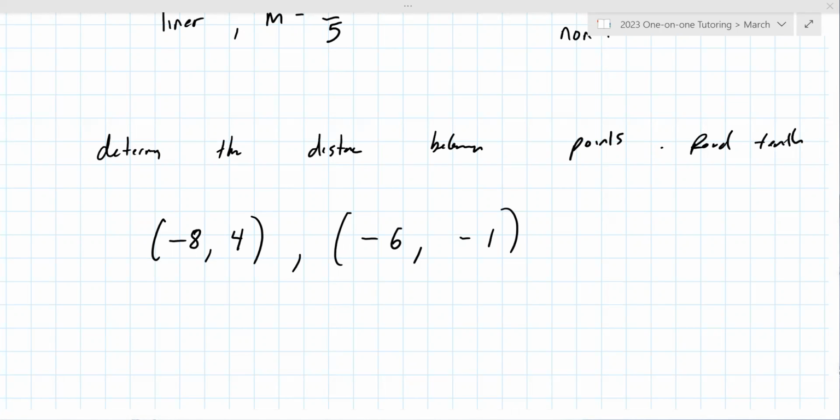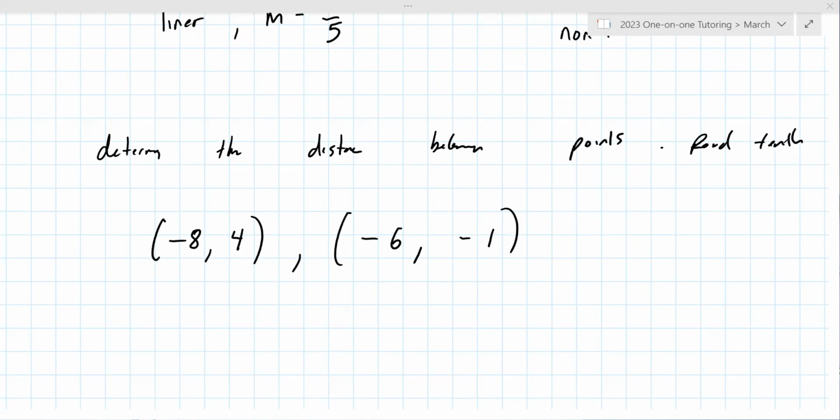Distance between, so it's like the distance formula. Slope is negative 1 minus 4 over... That's 2. Oh, distance: it's y2 minus y1 squared plus x2 minus x1 squared. So that's negative 5 squared plus 2 squared. That's 25 plus 4. So I got the square root of 29. I think that's as far as you can get.